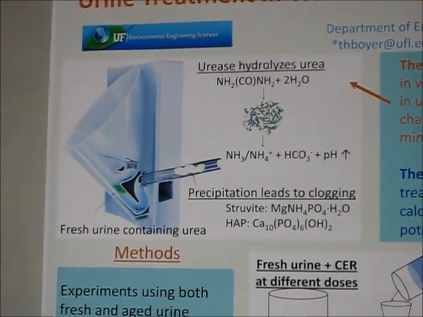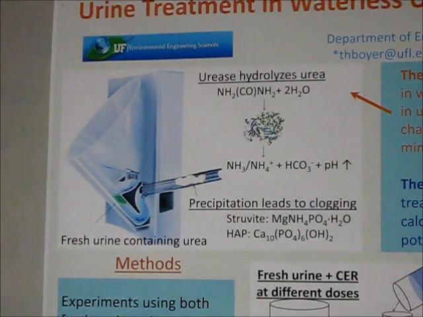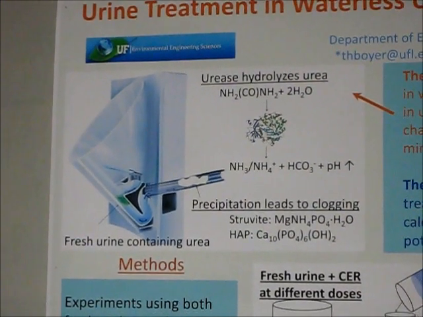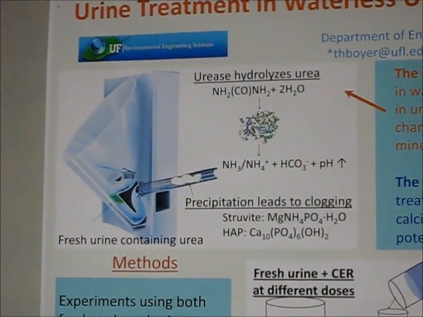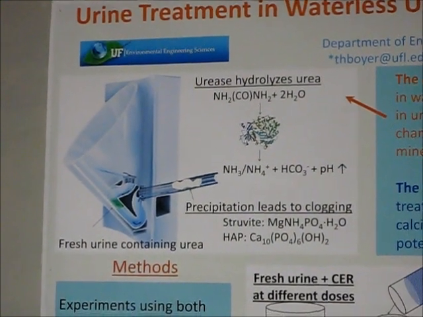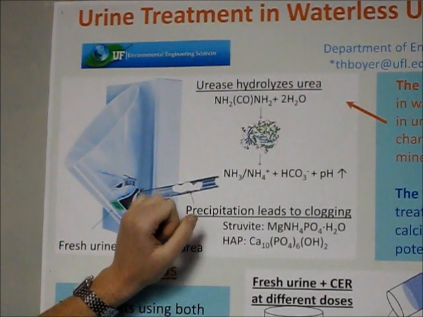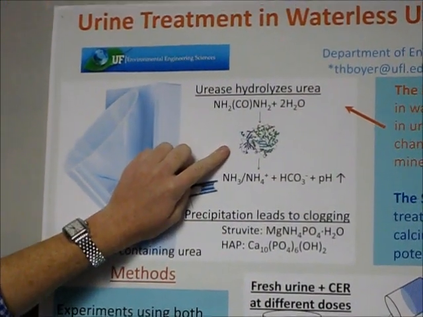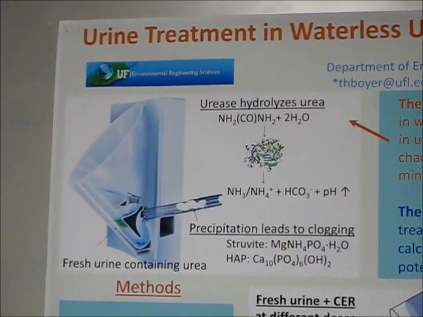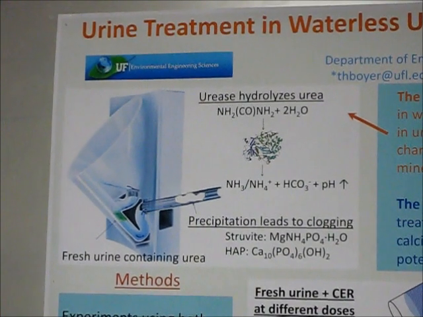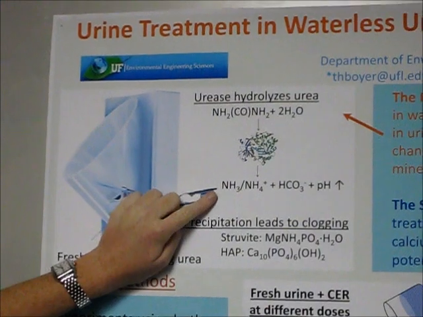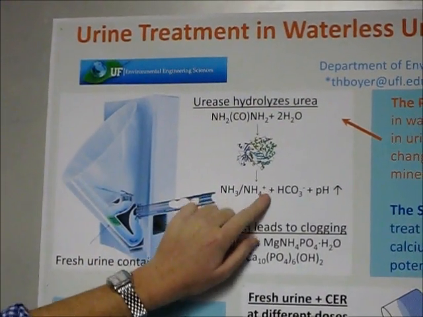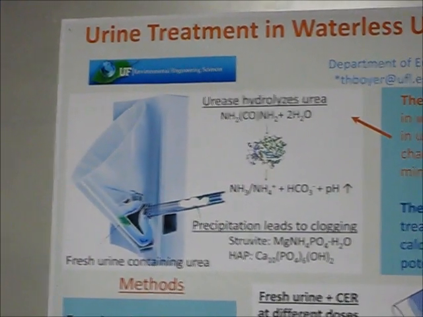Waterless urinals are not only used to save water, but also to provide an option of urine treatment at the source. However, there is a process known as urea hydrolysis, which is shown here, in which an enzyme known as urease breaks down the urea found in fresh urine and turns it into hydrolyzed or aged urine, increasing the ammonia and ammonium concentrations, bicarbonate, and raising the pH.